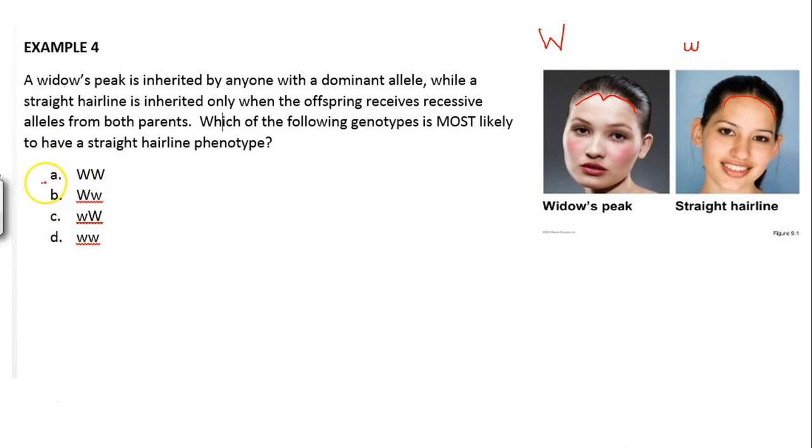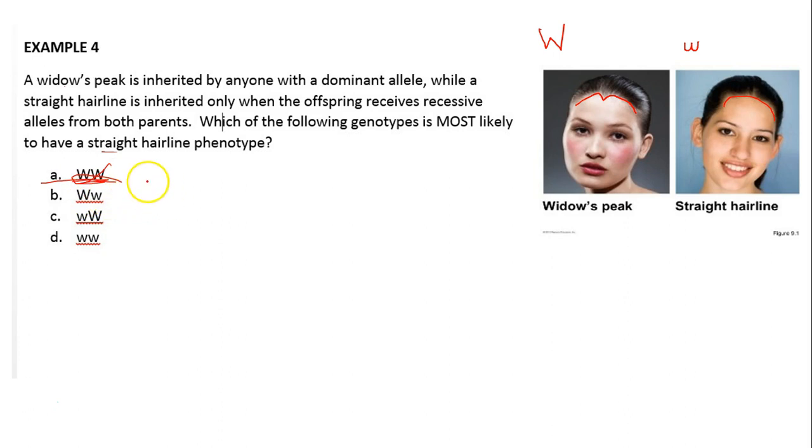Let's take a look at A first of all. A is big W, big W. So that means that they have both alleles for widow's peak. So obviously we know that they're going to have a widow's peak hairline, so they're not going to have a straight hairline phenotype. Remember, the question is asking us which of these is most likely to have a straight hairline. So we're looking for which of these is most likely to not be the widow's peak. So big W is definitely going to be widow's peak. So we know that's not our option. We can cancel that out.